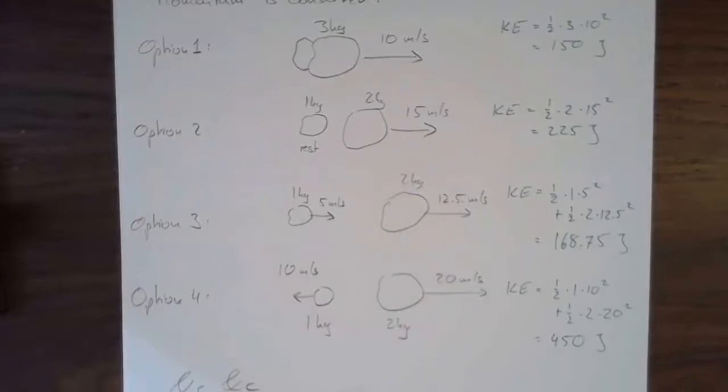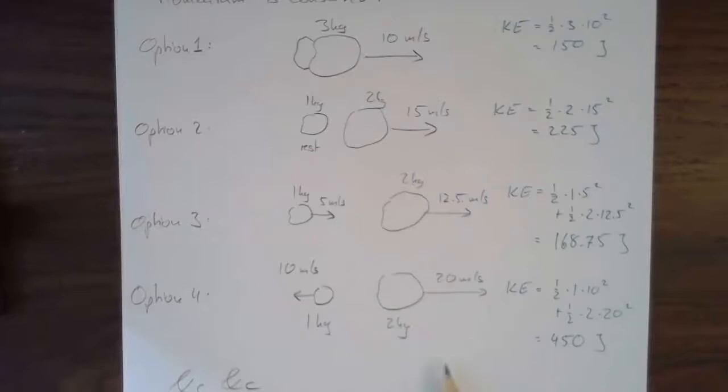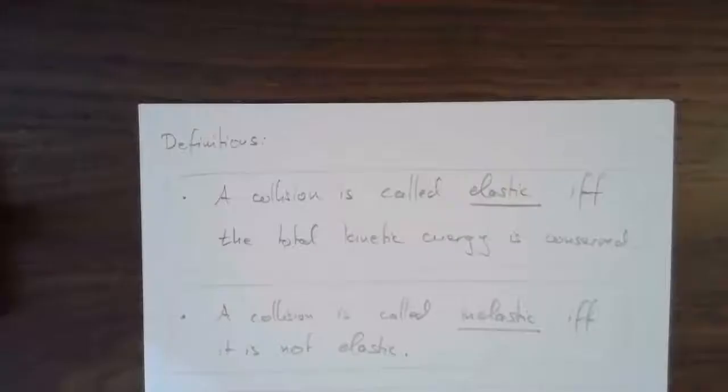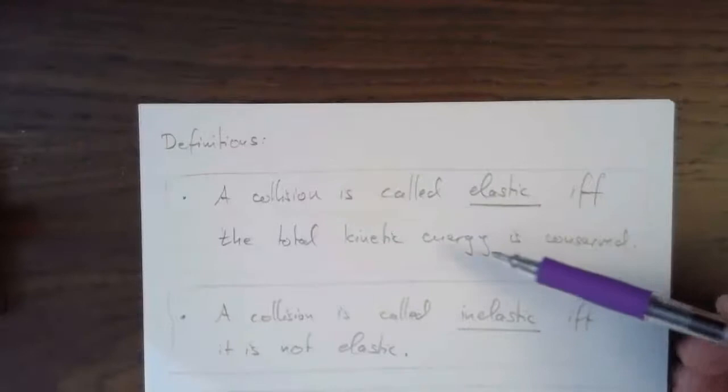If it sounds like it should be elastic, it's bouncy in a way, then it is probably close to the formal definition of elastic collision, which is that the kinetic energy is conserved. But let's write that down. So here are some definitions. A collision is called elastic, I've underlined it, so this is the word we're defining here, if and only if the total kinetic energy is conserved.